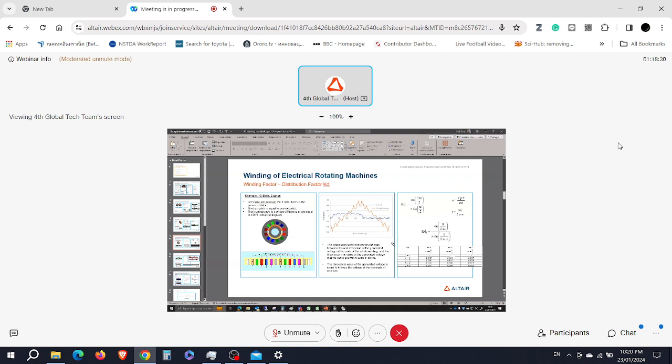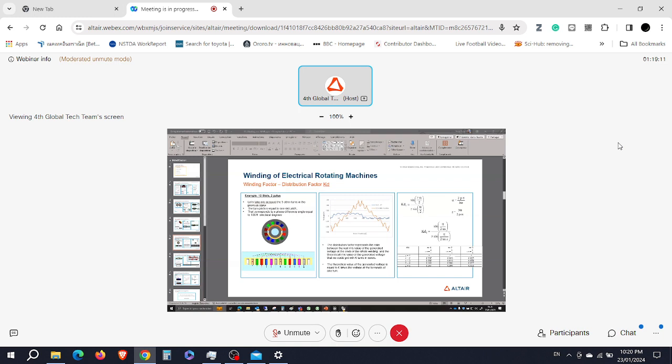So the distribution factor is given by this formula for the fundamental. It's also possible to compute it for the harmonics. Anyway, alpha here is given by the number of poles multiplied by P divided by the number of slots, and Z here is the number of slots divided by the number of poles. So we can compute the distribution factor like this.